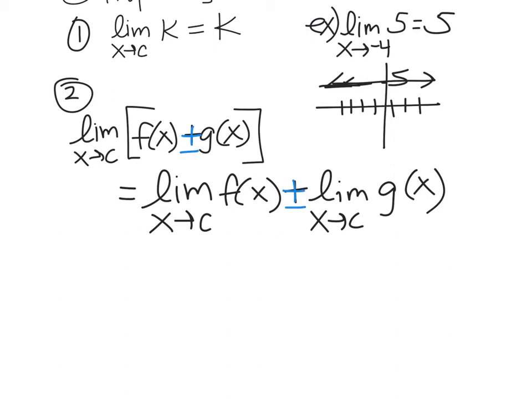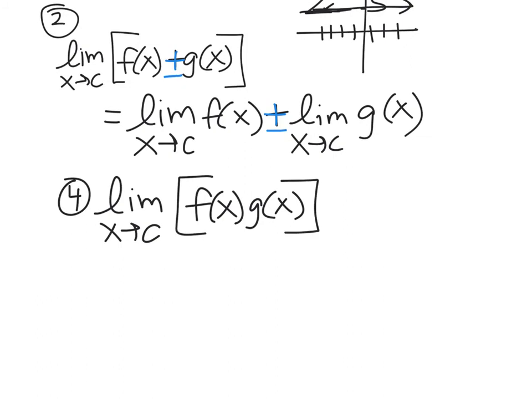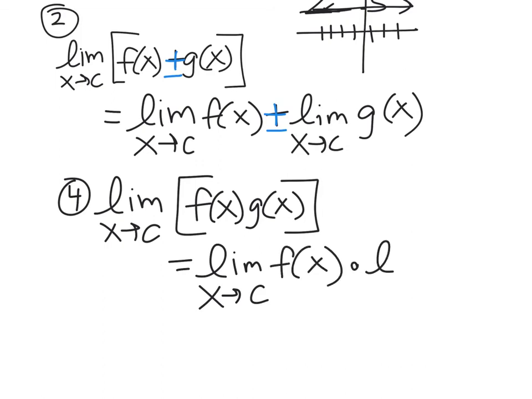Let's write down the multiplication one. If we have the limit as x goes to c of f of x times g of x, or divide, it doesn't matter, they're all going to be the same. You can take them individually, is basically what it says. So it's the limit as x approaches c of f of x times the limit as x approaches c of g of x. Why would you want to do that? Well, I'm going to show you in a minute. We're going to use our properties to solve some limits.